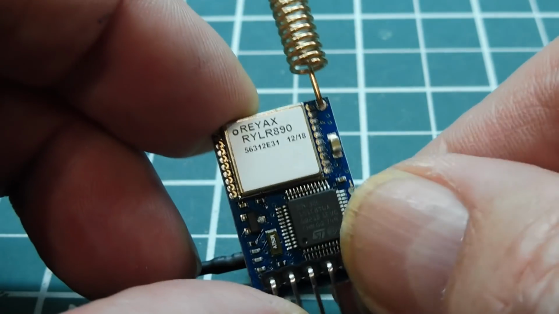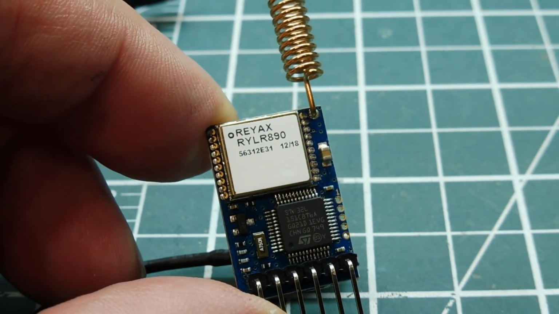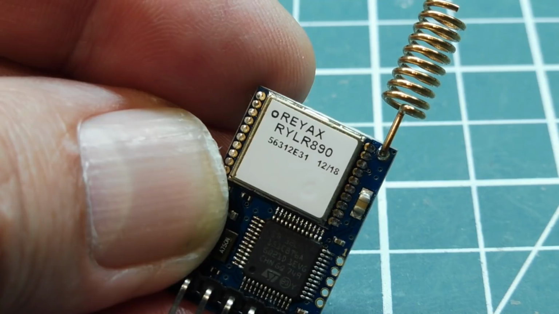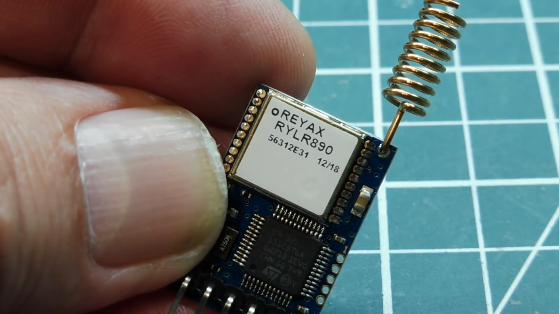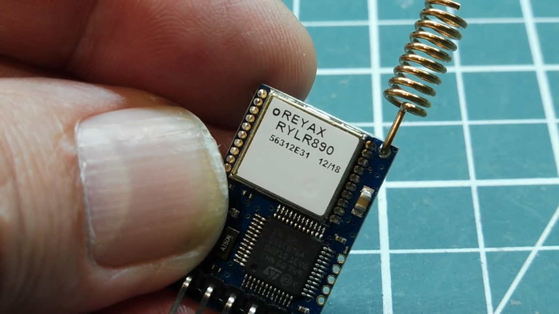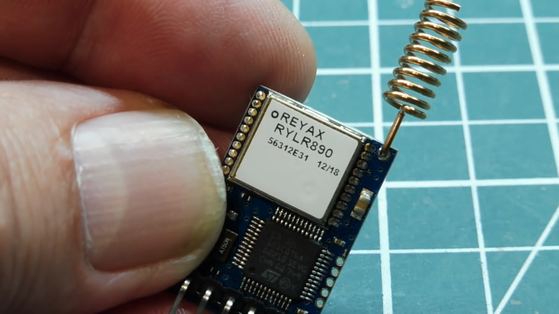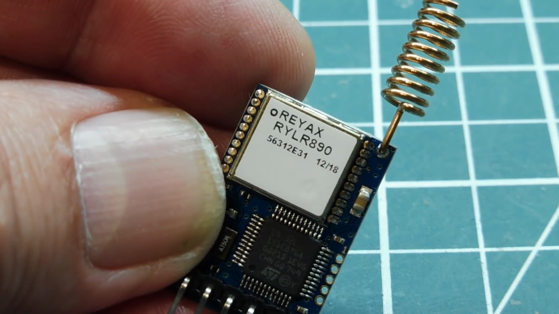So that's one option you could do if you want to get a little bit more range out of your LoRa module. Okay, so that was a little introduction to the Reyax LoRa modules. So if you want more information on these modules, go on their website, and you could download their LoRa AT command guide, and they'll give you all information to configure and program your LoRa module.